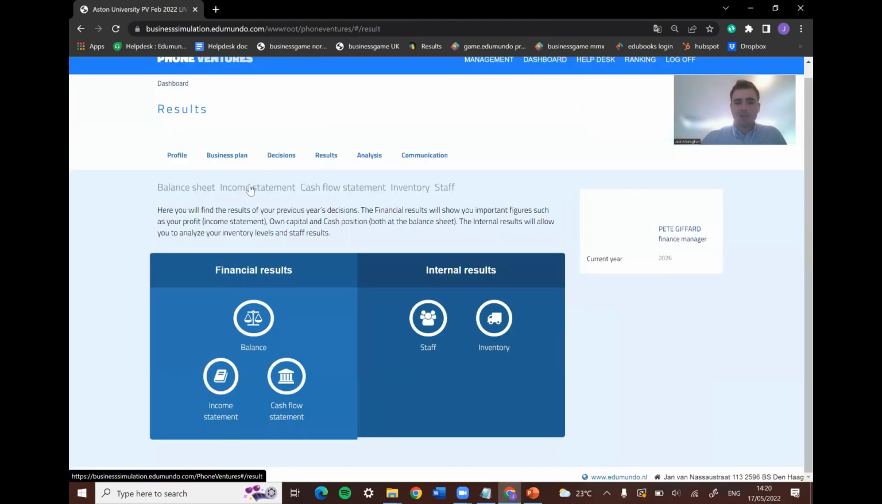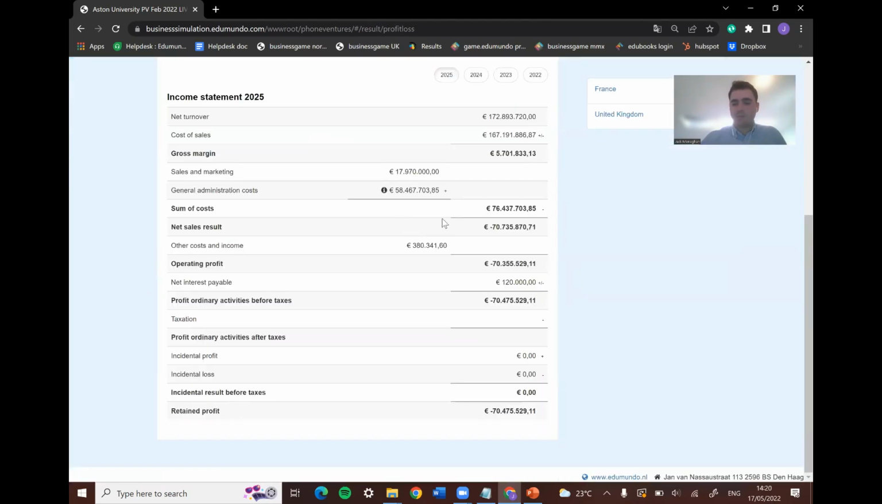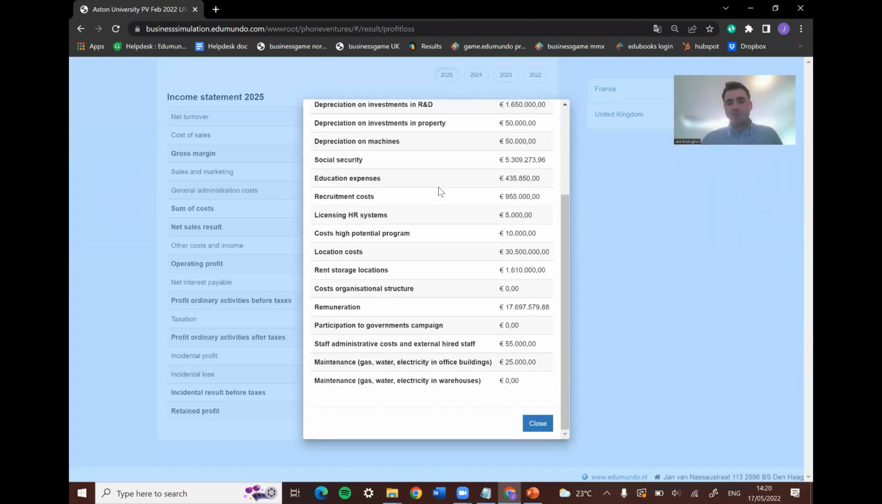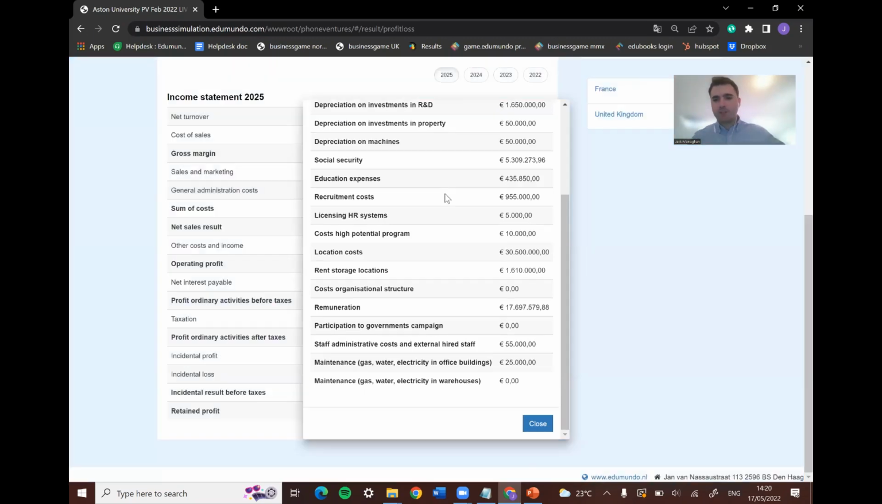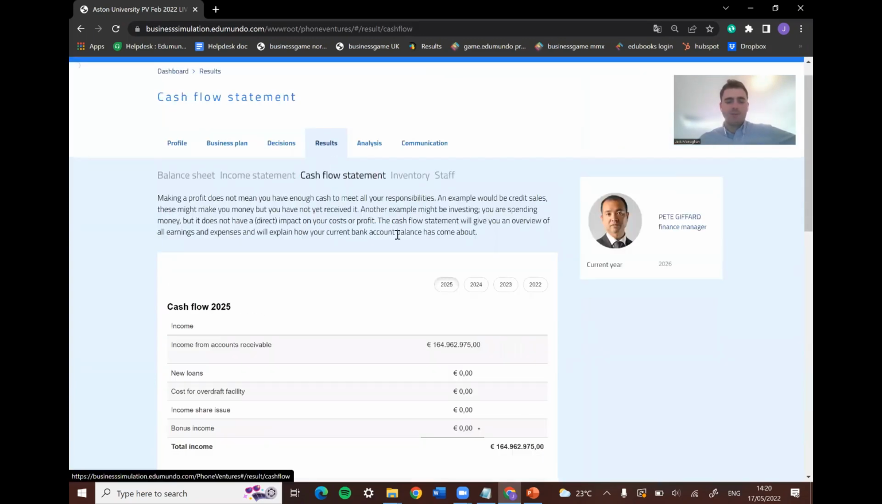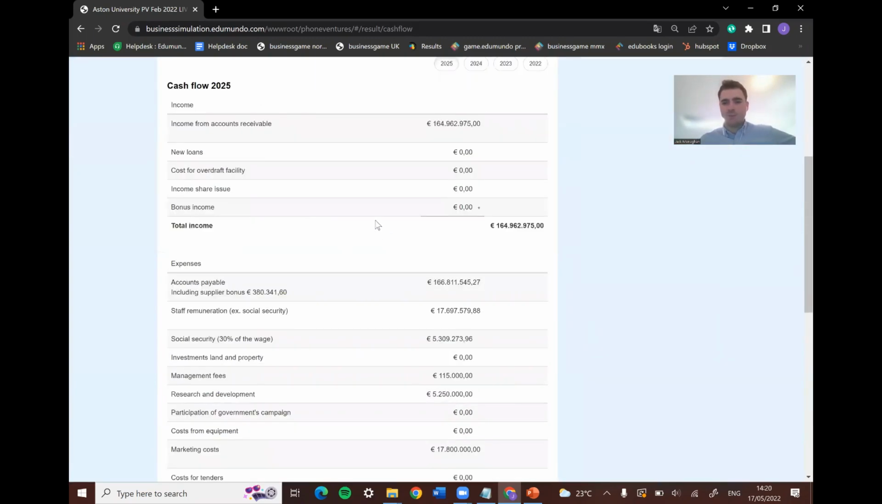However, there are some other details you can take a look at in the income statement, which are of course important. For example, your general administration costs. Clicking on the eye, you'll get to see an overview of what you're spending on. But my recommendation, if you do want to have a look at where you're overspending or underspending, the cash flow statement is always very useful.